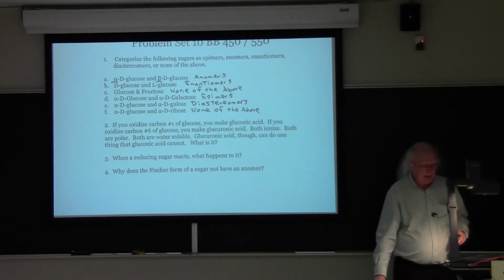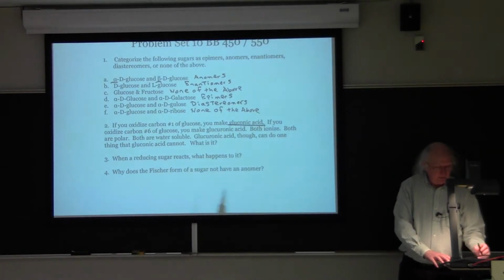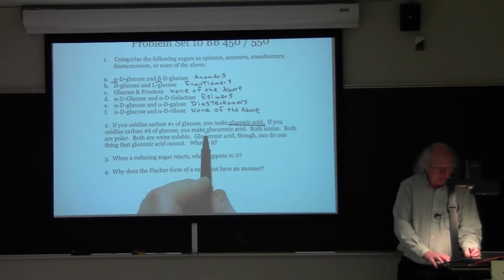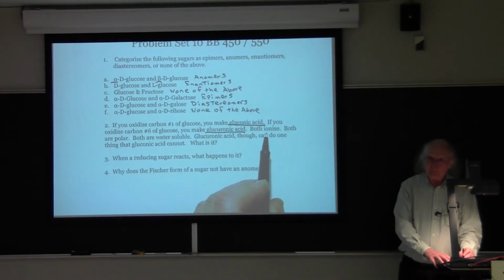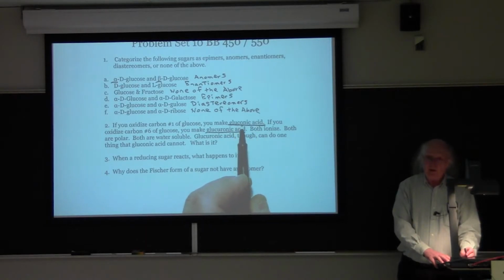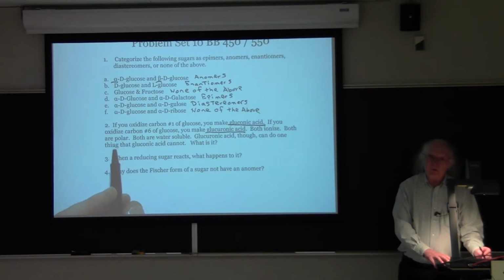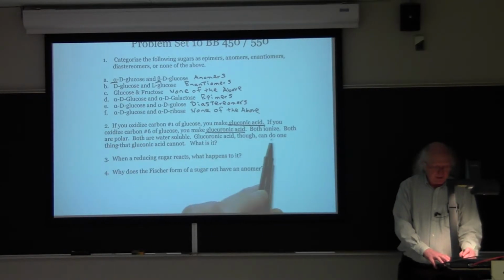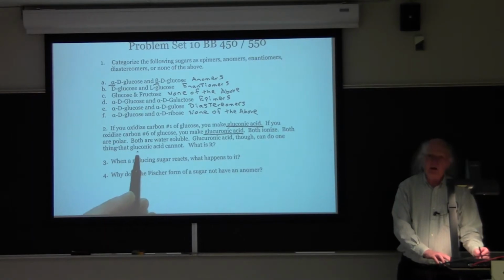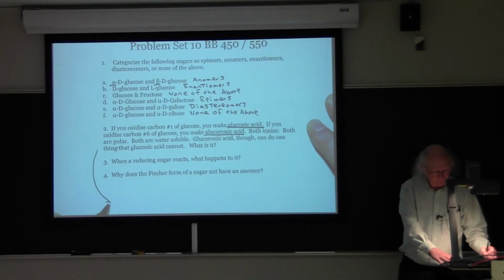Question number 2 asks, if you oxidize carbon number 1 of glucose, you make gluconic acid. If you oxidize carbon number 6 of glucose, you make glucuronic acid. Both of these compounds can ionize, meaning that they can lose the hydrogen off of the carboxyl group of each of the two. Both of these compounds, therefore, are polar, and both are very soluble in water because of their ability to ionize. Glucuronic acid, though, can do one thing that gluconic acid cannot. What is that? Well, let's look at what those structures are to understand that a little bit better.